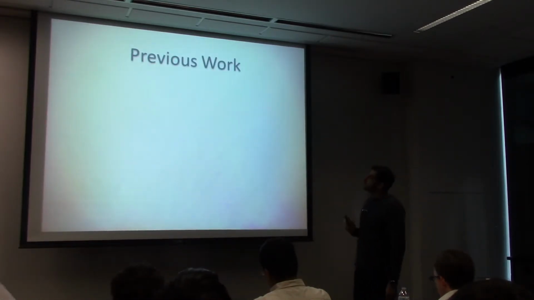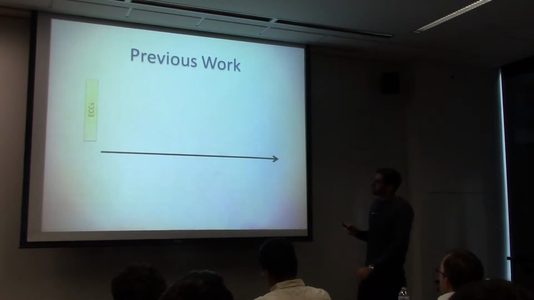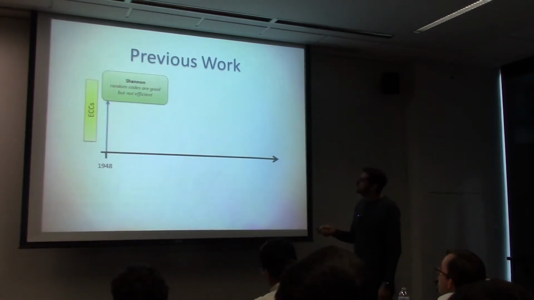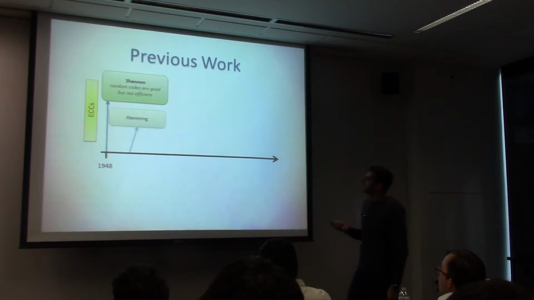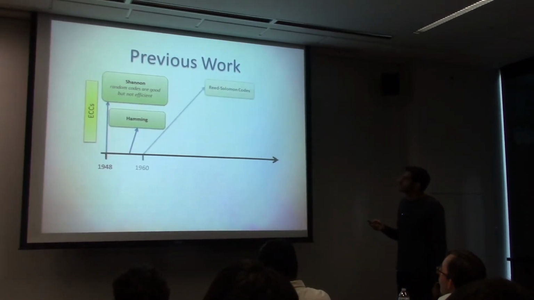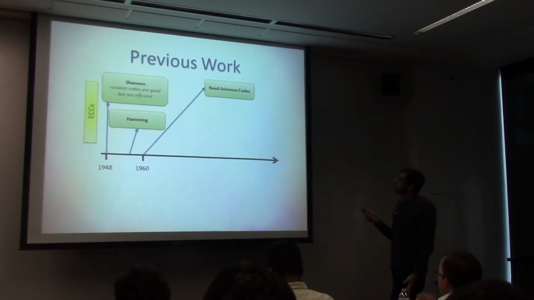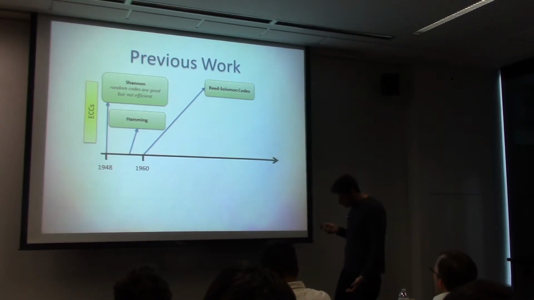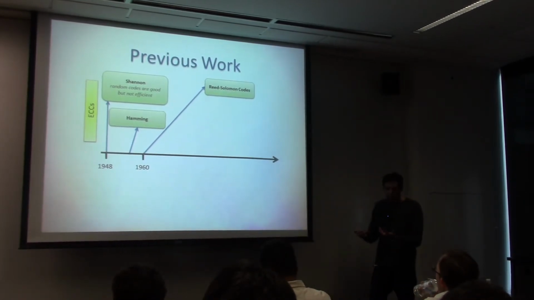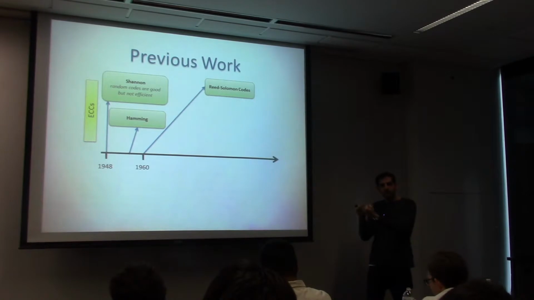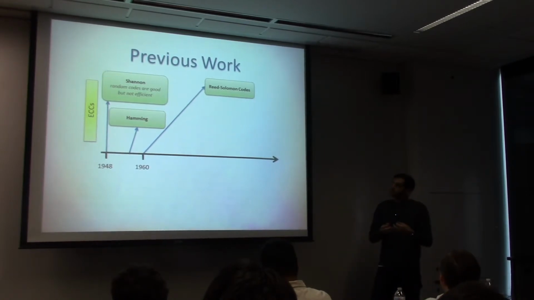Let's take a quick look at the previous work done in these two areas. For error correcting codes, the problem started in the late 40s with Shannon's work. Then we had the famous Hamming's work. We got Reed-Solomon codes in the 60s, which are a family of codes which attain the Singleton bound, but on alphabet sizes that are not constant.